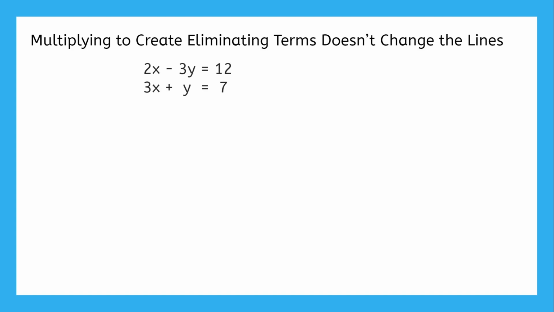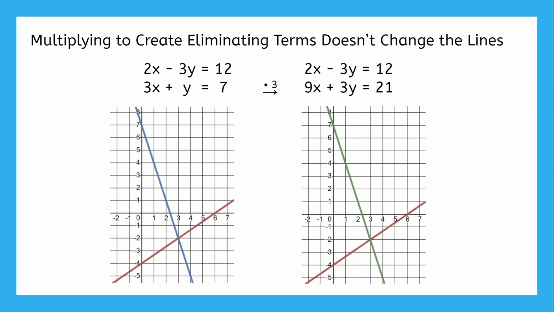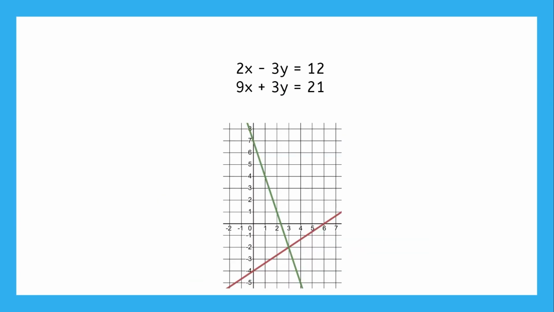For instance, this system can't eliminate yet, but if we multiply the bottom equation by 3, now we've got a system where the y terms eliminate. But did we actually change the system? If we compare the graphs, we see that the system is made of the same exact lines still, with the same solution. So we didn't really change anything except how the equations look.